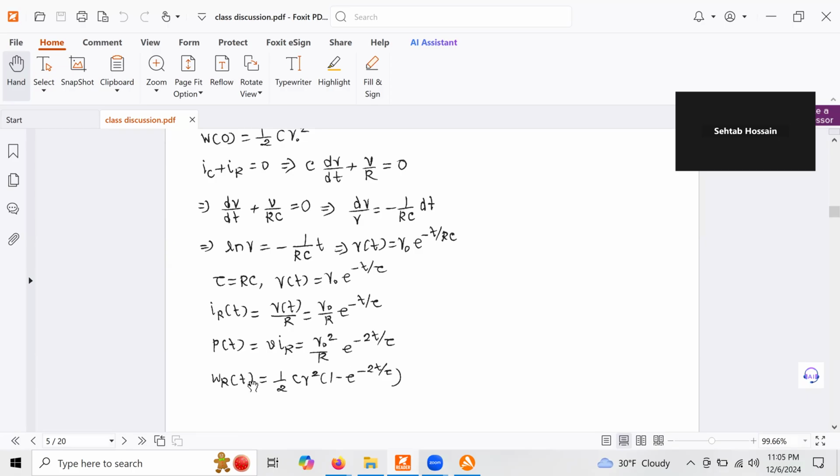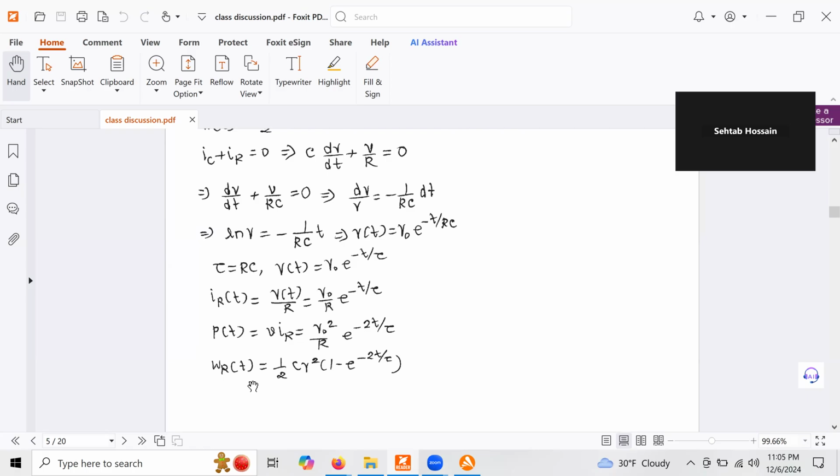And what about energy? It will be half C V square, because if we integrate this, we will come up with these two terms. That's why this term is over here.